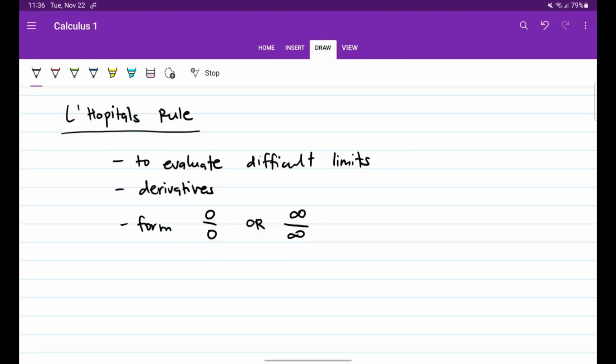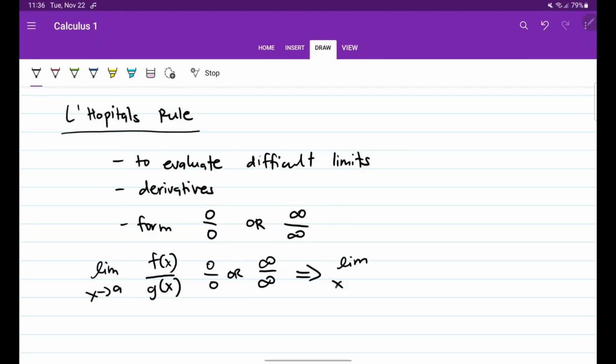Okay? So, ano nga ba yung L'Hopital's rule? So, sinasabi ng L'Hopital's rule is that ang limit as x approaches a of a function, let's say f of x over g of x, tapos naging equal to sa 0/0 or infinity over infinity, equal lang yan sa limit as x approaches a ng f prime of x over g prime of x.